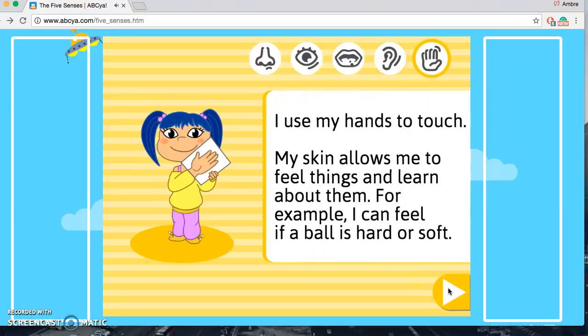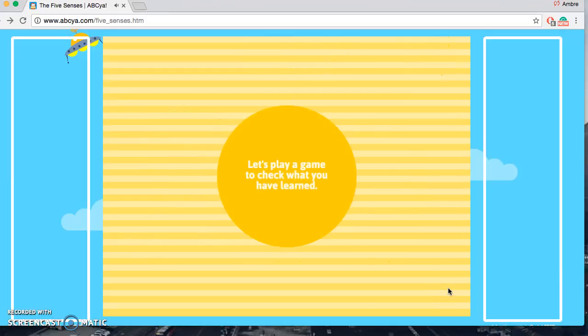I use my hands to touch. My skin allows me to feel things and learn about them. For example, I can feel if a ball is hard or soft. The last sense is the sense of touch. The sense of touch uses your hands, and your hands allow you to touch things that have different textures. Let's play a game to check what you have learned.